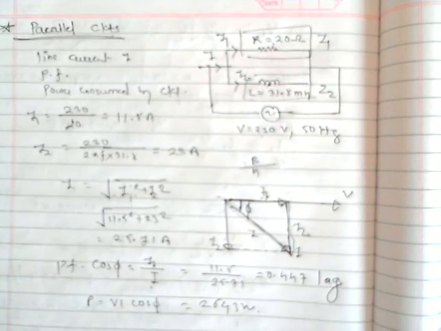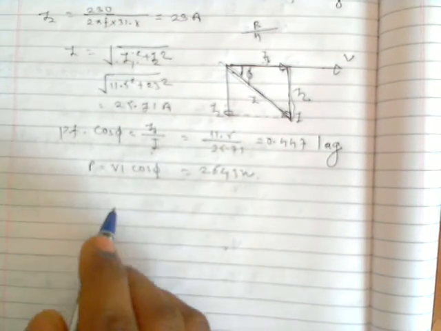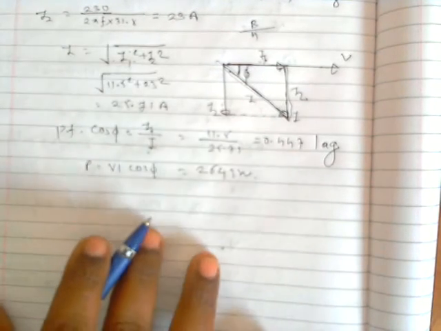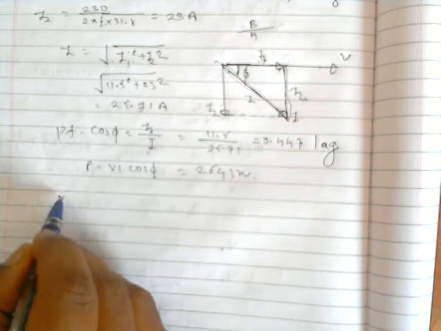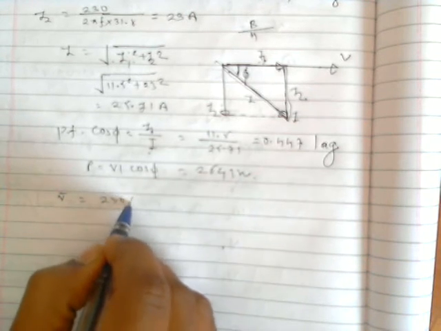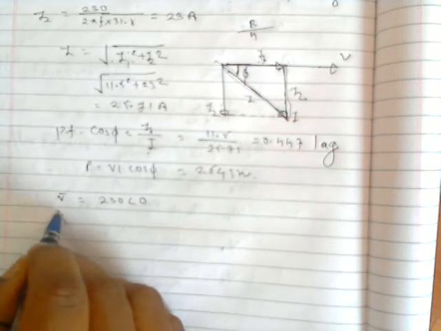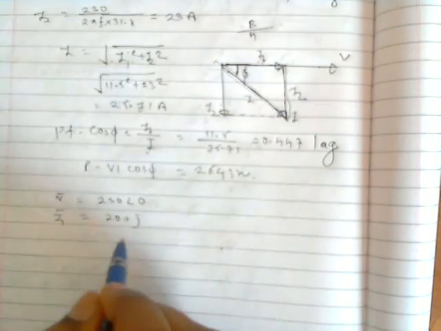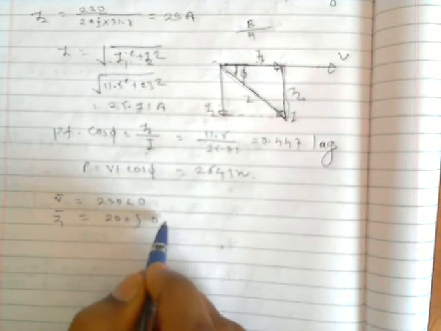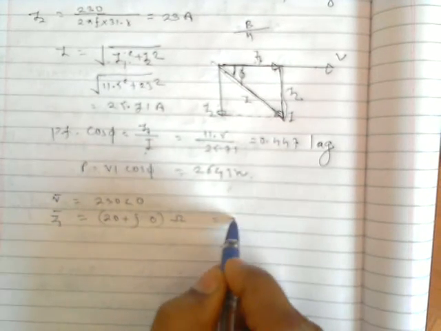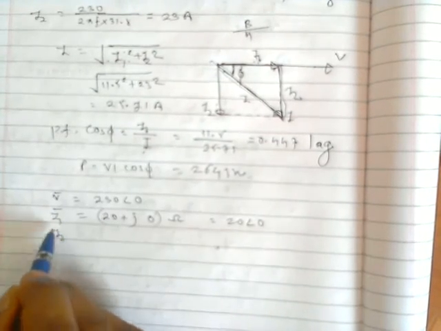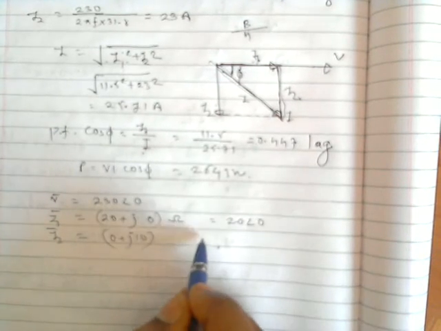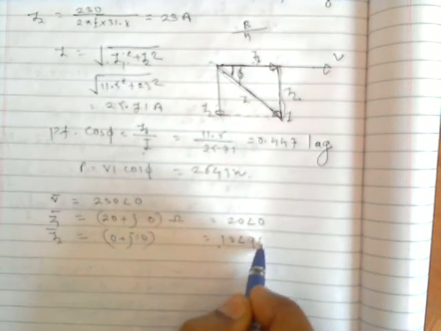Now this is one method. Another method is phasor addition, so now consider angles everywhere. V bar is nothing but 230 at an angle 0. Similarly, Z1 bar equal to 20 plus j0 ohm, as XL is not present in the first impedance, or I can say 20 at an angle 0. Similarly, Z2 bar equal to 0 plus j10, or else I can say 10 at an angle 90.